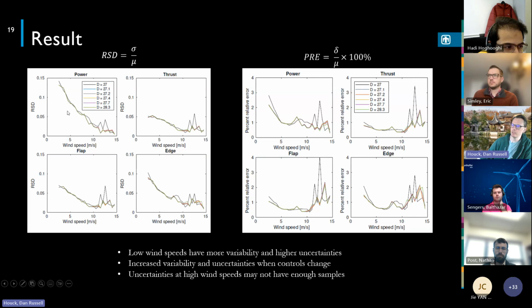You can see for power and edge, for example, that variability in the low wind speed seems to have a bigger effect on those than it does for, say, thrust and the flap moment. On this side, you can't necessarily separate a high standard deviation from a low mean, but you can see over here how that variability adds to an increase in uncertainty in the relative error. So that does kind of trickle through, that high variability at low wind speeds.